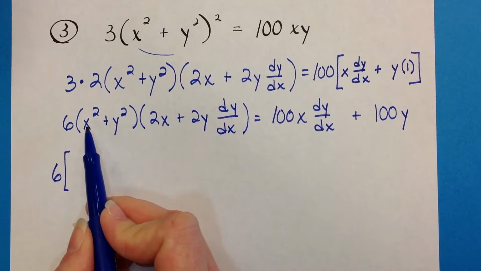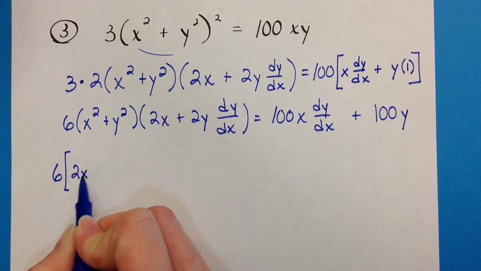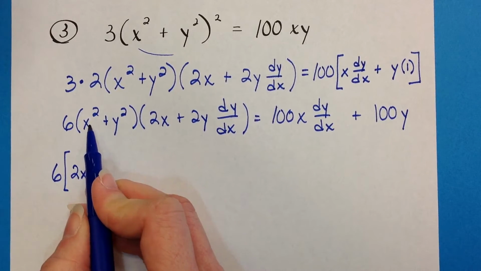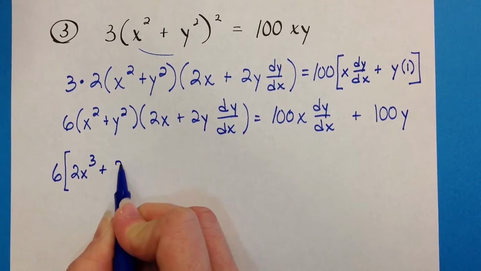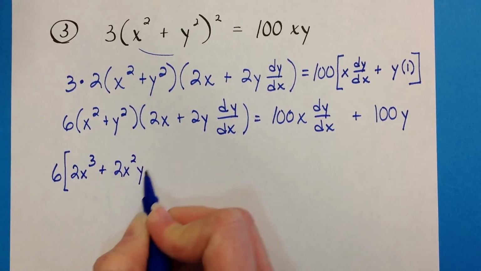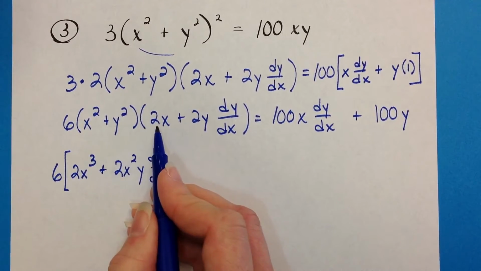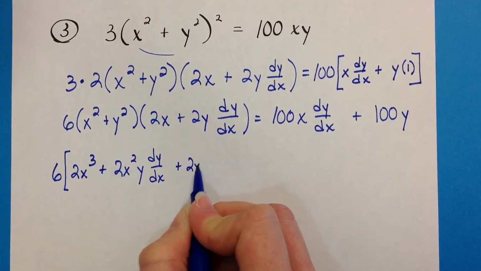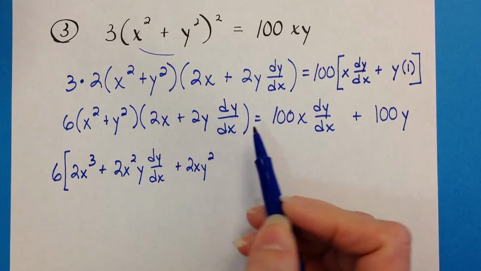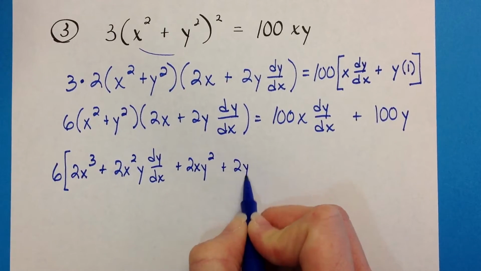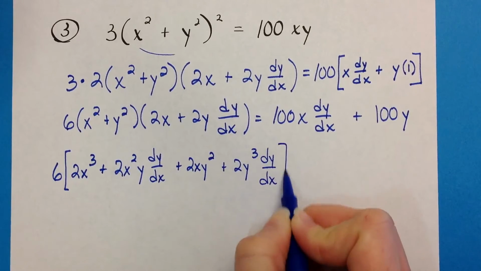Okay, so starting with x squared, I would have x squared times 2x, so that's going to give me 2x cubed. Then x squared times 2y dy dx. So that would just be 2x squared y dy dx. Now y squared times 2x. And y squared times 2y dy dx would give me 2y cubed dy dx.